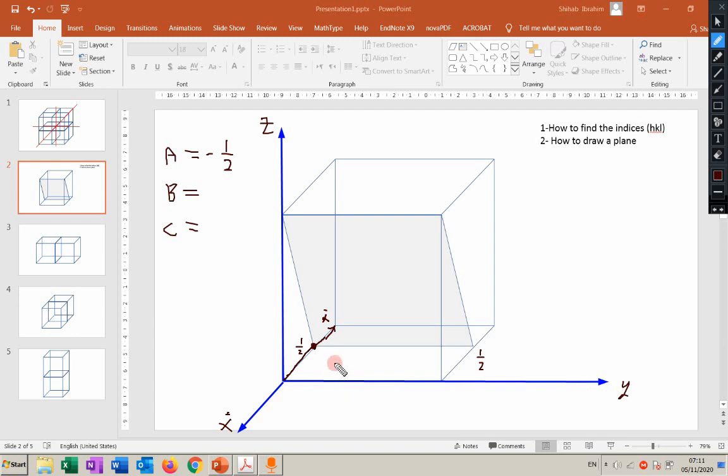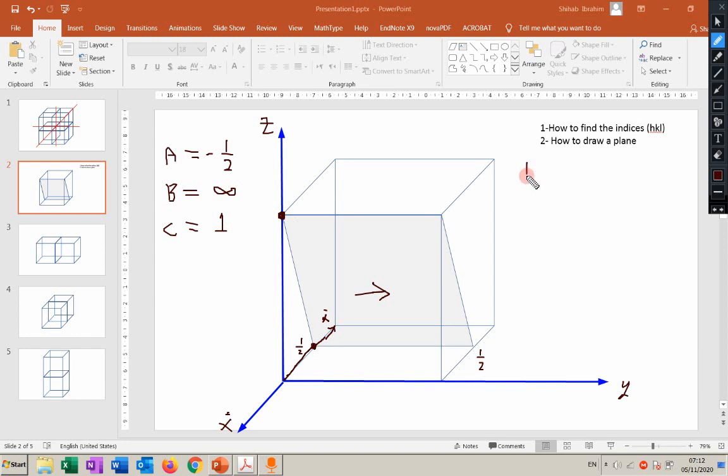Now the intersection with y. This edge is parallel to y, so we know that this plane is parallel to y. So the intersection with the y-axis is at infinity. You have to imagine this plane is parallel to the y-axis. Look, this is going parallel to y. Intersection with the z-axis will be at the top of the cube. I'm in the corner, so the top here is 1.